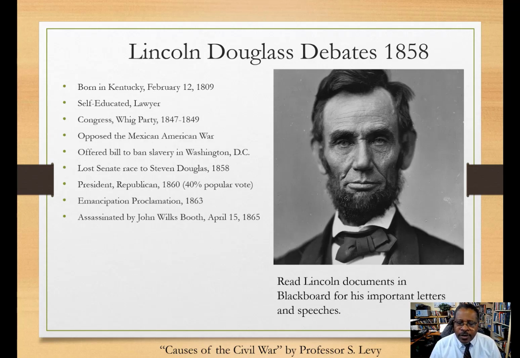As I mentioned, he lost his Senate race in 1858, and yet 2 years later, he will become the 16th president of the United States when he is elected in 1860. He wins with 39.9% of the popular vote.